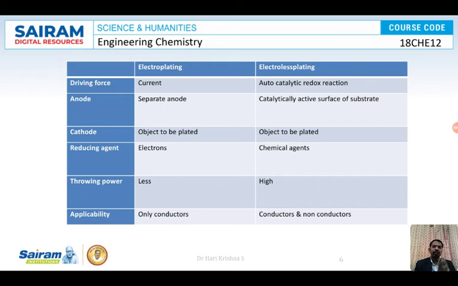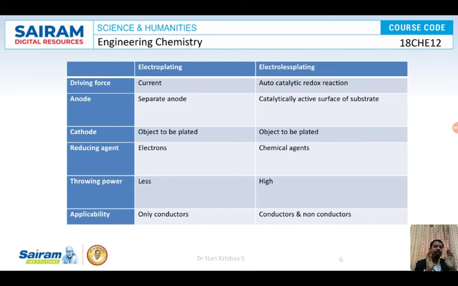As for the reducing agent, in electroplating we connect to a DC supply, and electrons themselves act as the reducing agent. In electroless plating, chemical agents are used. For example, for copper electroless plating, we use formaldehyde. So chemical substances are used as reducing agent, whereas in electroplating, we use electrons. Throwing power is less in the case of electroplating, whereas it is very high in electroless plating.